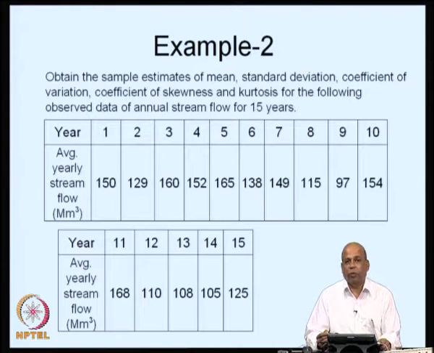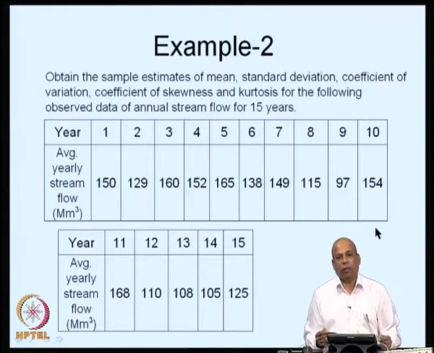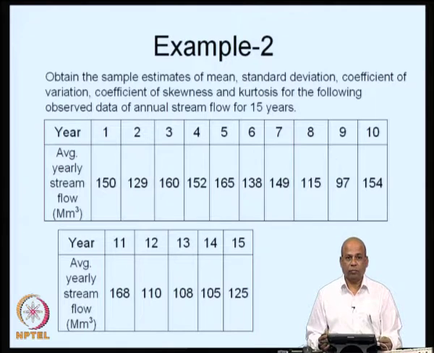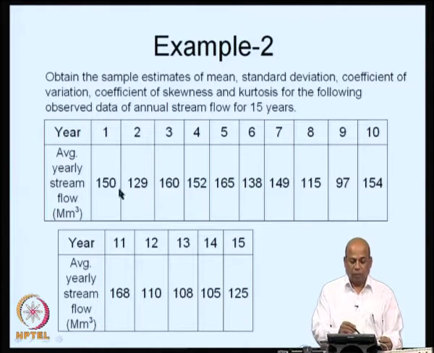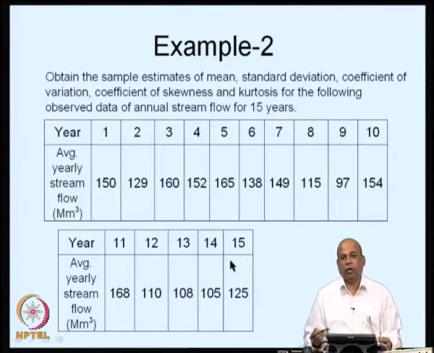Although I must alert you that when you are using sample estimates as an approximation for the population measures, we must have a larger number of values, a larger number of years of observation, not just 15 years. But as an example we will take 15 years now. So, these are the observed values 150, 129 and so on, given for the last 15 years.